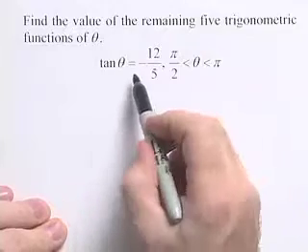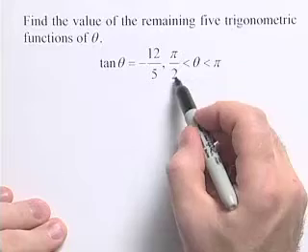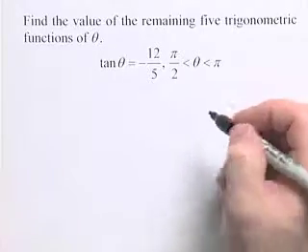We're going to find the 5 remaining trigonometric functions for an angle theta. We're given that tangent of theta is negative 12 divided by 5, and we know that theta is between pi over 2 and pi. That puts that in quadrant 2.